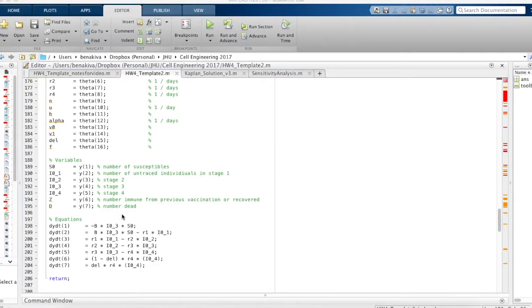So just to give a couple of hints about the initial conditions, initially in phase 1, everyone in the population is susceptible, and there's a parameter that we defined above that represents that number. And then for the number of untraced individuals in stage 1 of the infection, there's also an initial parameter that we defined above for that, and then we're assuming nobody is yet infected in stages 2 through 4, and that nobody is immune from a previous vaccination or dead yet.